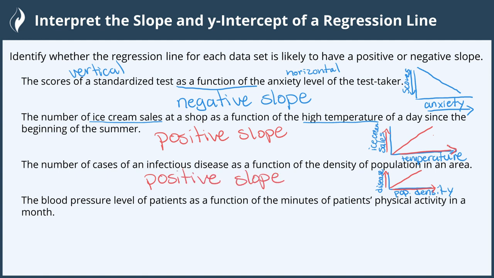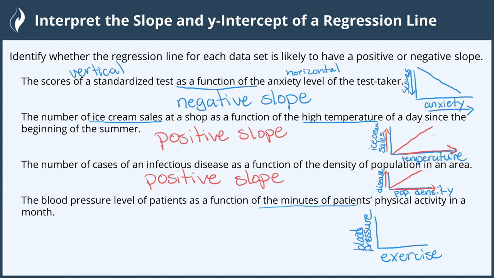And now for our last example, the blood pressure level of patients as a function of the minutes of patients' physical activity in a month. So we're going to give ourselves a vertical and horizontal again, where it states as a function of the minutes of the patient's physical activity. So I'm just going to summarize that and write in exercise. And the vertical will be the first part. So this is blood pressure.